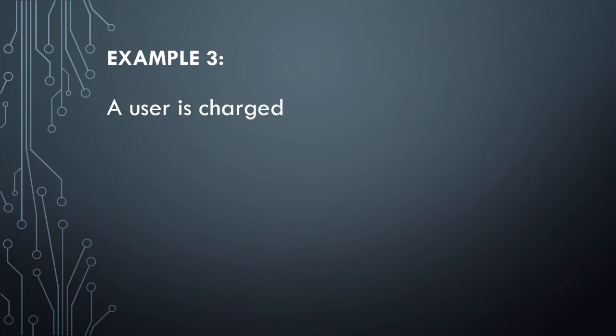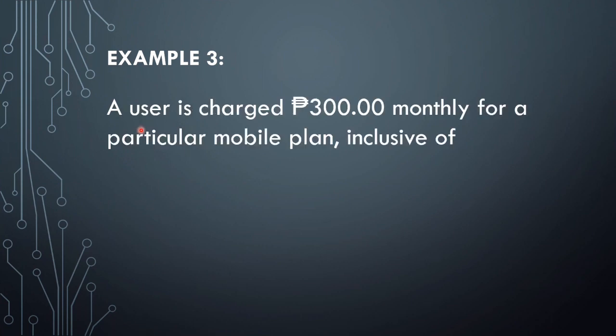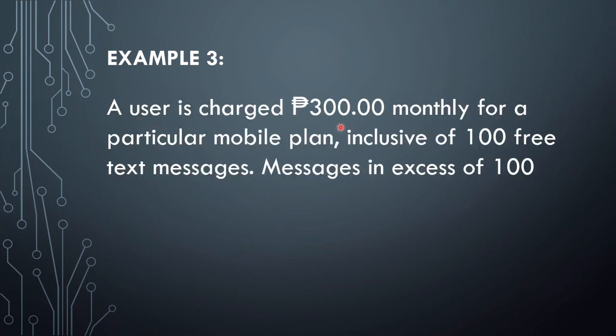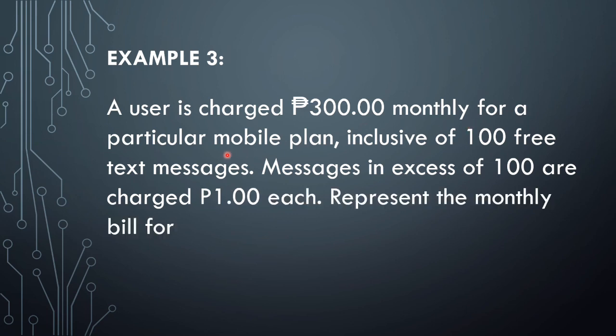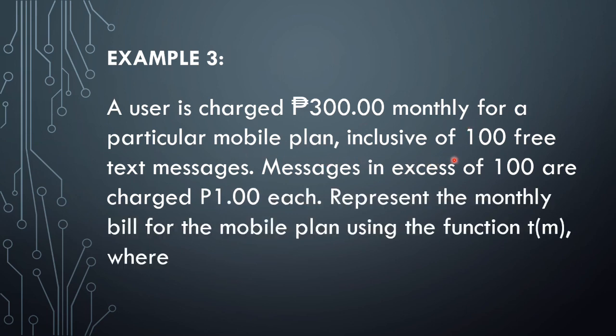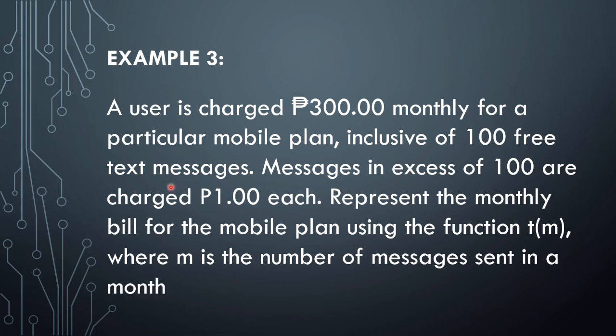Okay, let's have this example. A user is charged 300 pesos monthly for a particular mobile plan, inclusive of 100 free text messages. Messages in excess of 100 are charged 1 peso each. So represent the monthly bill for the mobile plan using the function T of M, where M is the number of messages sent in a month.